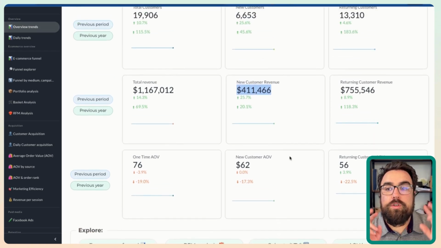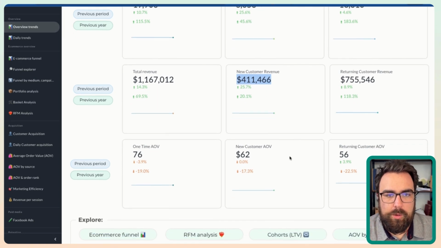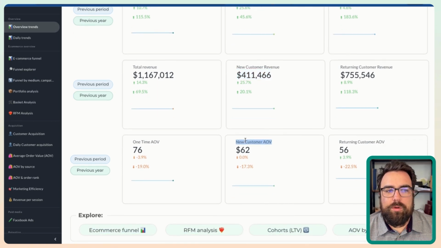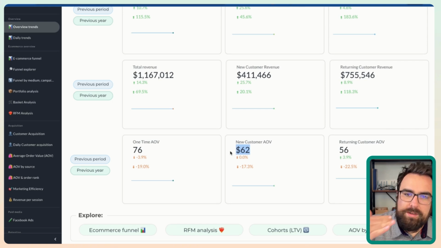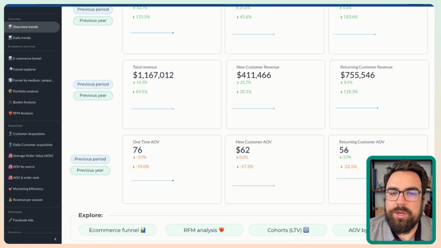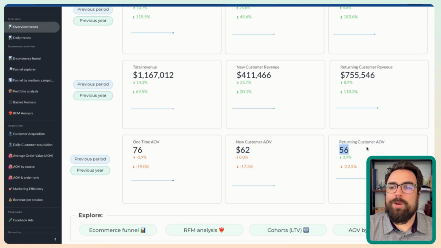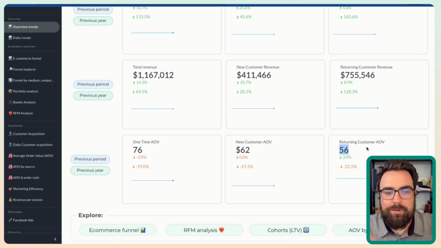I want to show you two more metrics that are really helpful. So new customer average order value. So what does it look like for a new customer to come into your system? And then your returning customer average order value. How do those factor into each other? Is your existing customer revenue lower or higher based off of your AOV?